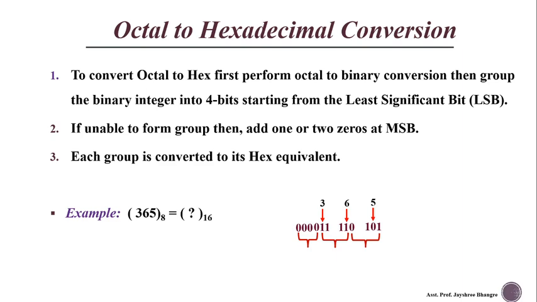So let's represent these groups as their equivalent hex numbers. The first group is nothing but 5, the second is nothing but F, and the third is nothing but 0. So we get the answer: 365 in octal is equivalent to 0F5 in hex.